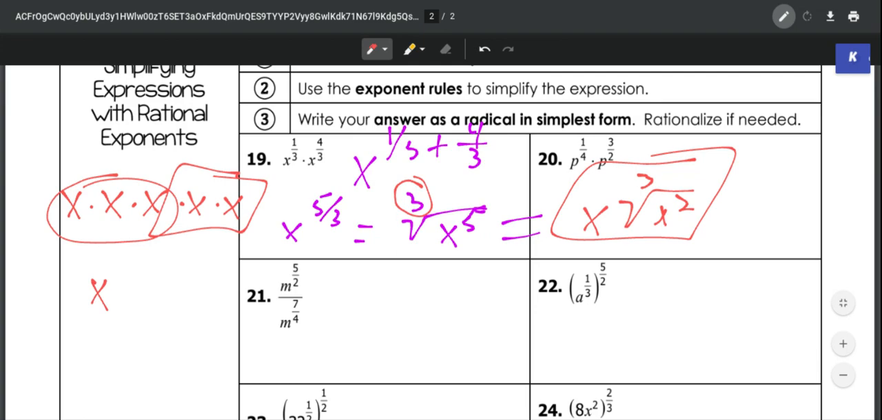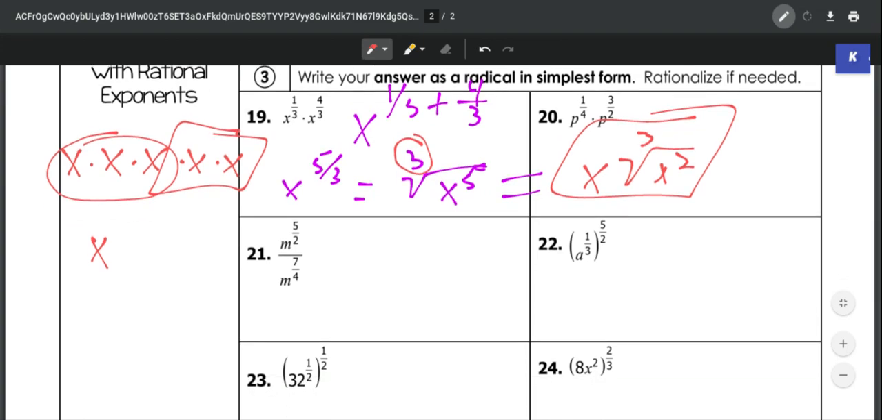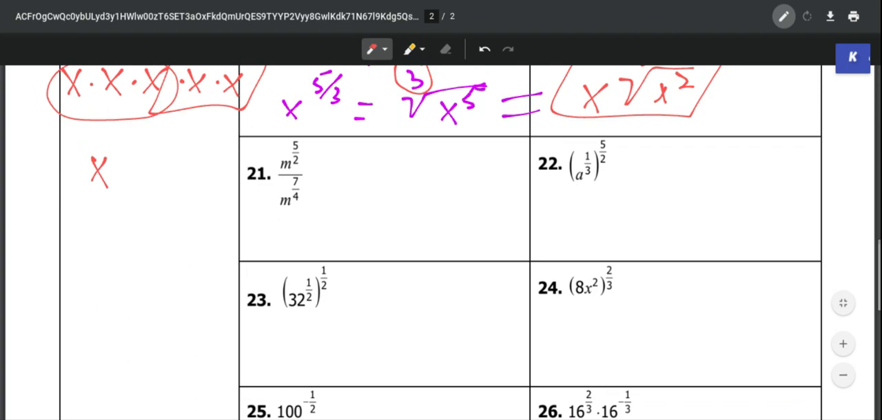That's pretty much what you're going to do for all of these. Just make sure to remember when you're dividing or when you're adding or subtracting fractions, you've got to have a common denominator to do that. So that may be the only thing that trips you up. I'll do another one just real quick.